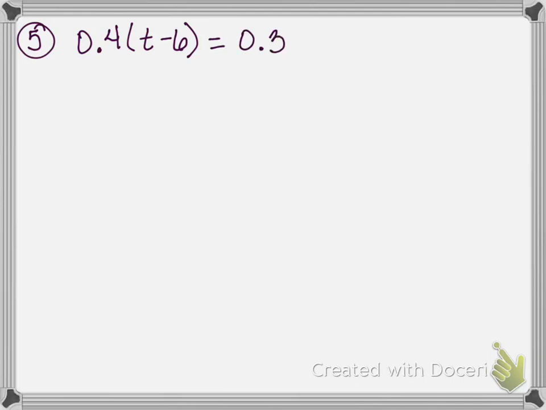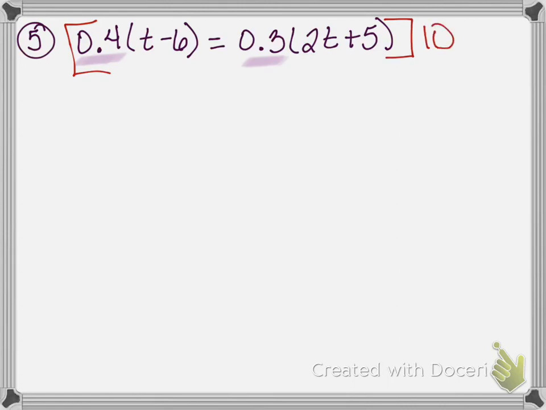Here I have 4/10 times t minus 6 equals 3/10 times 2t plus 5. Now, here I have 1 decimal space, and here I have 1 decimal space. So what do I need to multiply everything by? 10. Because I don't have anything with 2 decimal spaces. So I just am going to multiply each side by 10.